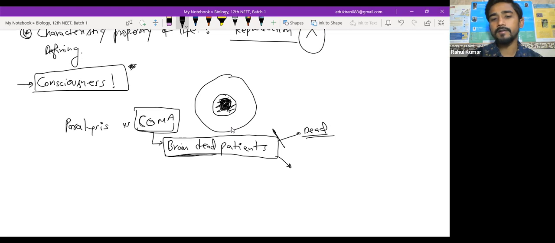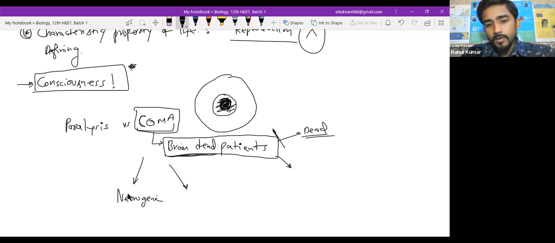By the way, you know that there are two types of heart. Just some concepts and basics. There are two types of hearts in biology. One is called neurogenic heart and one is called myogenic heart.